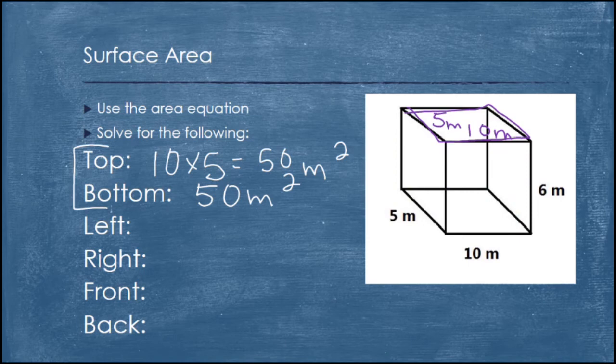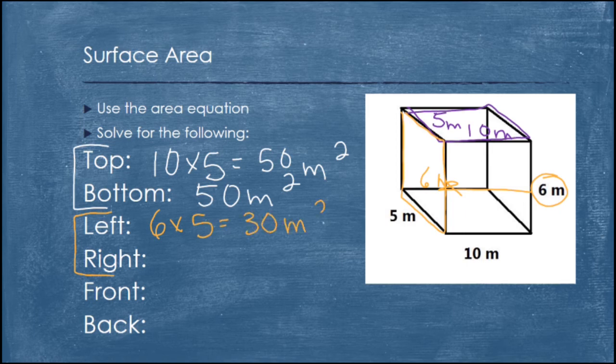Now we have to figure out the left and the right because they both go together. So we're going to figure out this left part right there. We're given the height of this, so the opposite side is 6. So we got 6 meters by 5 meters. Let's do 6 by 5. It's going to equal 30 meters squared. So our right side is going to be the same, 30 meters squared.